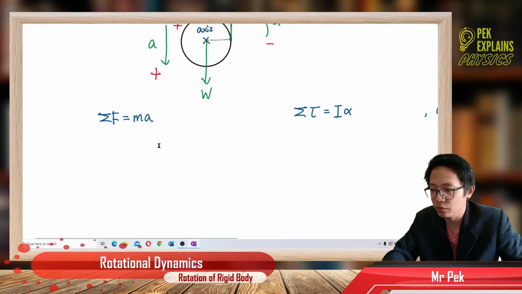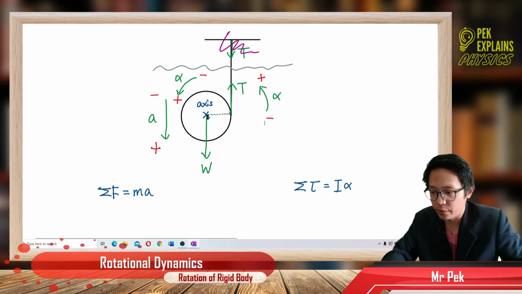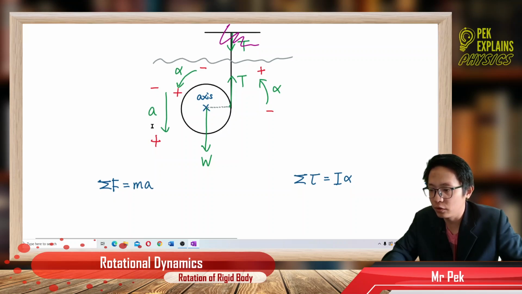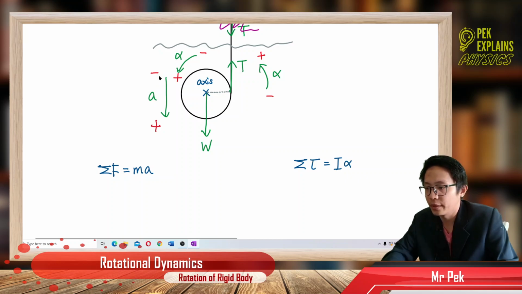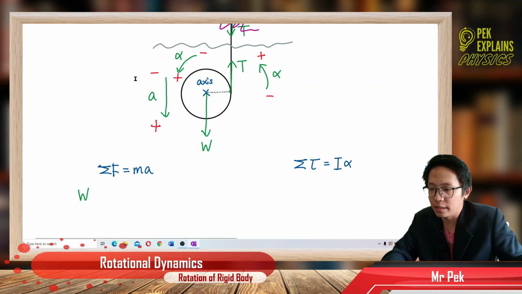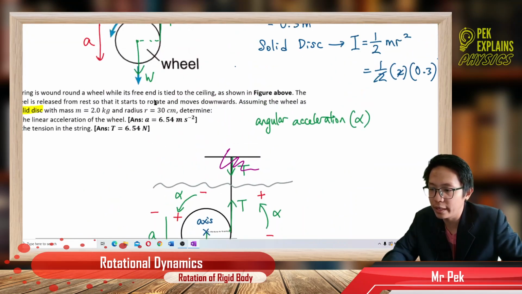So let us do the total F equal to ma first. For this one, what forces are involved? We have the weight downward, tension upward. Which one follows the acceleration? The weight. So the weight is positive. Tension is opposite acceleration, so negative. So we got it. So what is the weight?